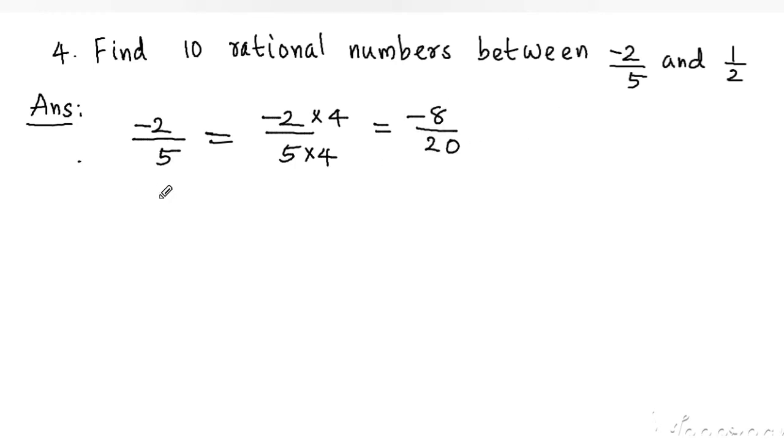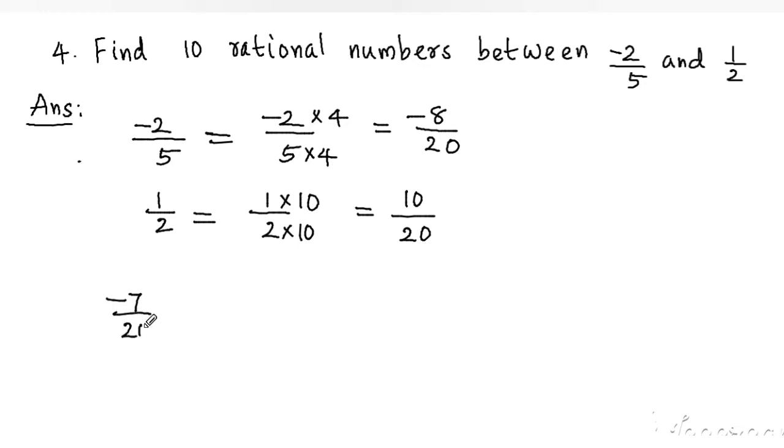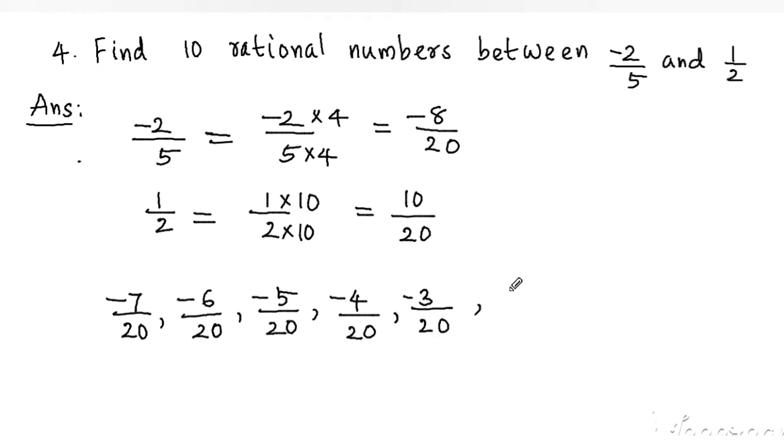Then you can write 1 by 2 as, in order to obtain the denominator 20, you have to multiply by 10. Okay, multiply the numerator and denominator by 10, you will obtain 10 by 20. So you can see the rational numbers that lie in between these two are negative 7 by 20, negative 6 by 20, negative 5 by 20, negative 4 by 20, negative 3 by 20, then negative 2 by 20, negative 1 by 20. We have to list only 10.